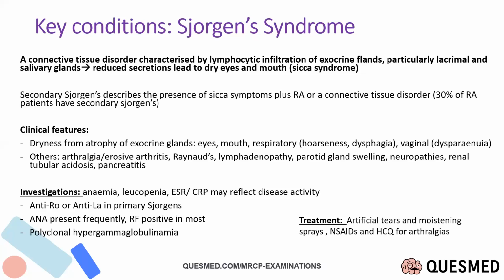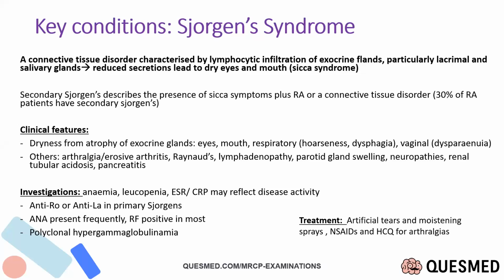You can have arthralgia and erosive arthritis, so you still want to be thinking about the joints, checking for lymph nodes. And I've seen some patients with horrendous parotid gland swelling, which they can find a really horrible symptom, particularly young females. And you can get Raynaud's, neuropathies, renal tubular acidosis, and rarely pancreatitis.